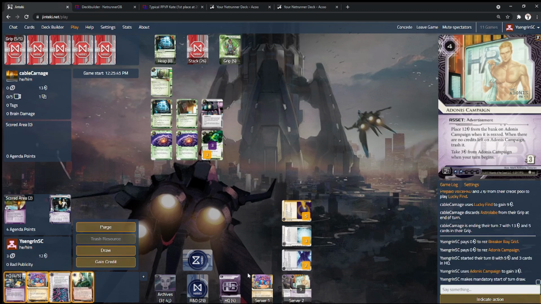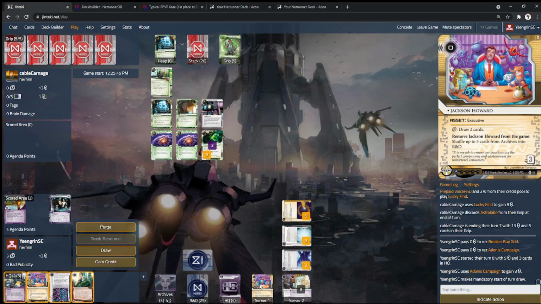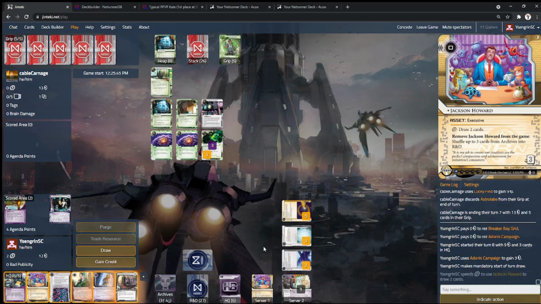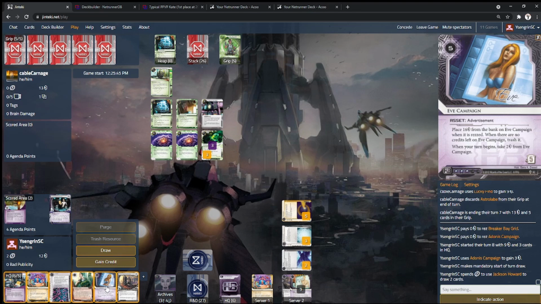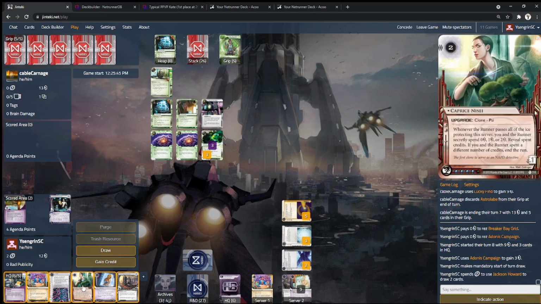That's good. So I'm trying to think what we do. Do we use Jackson, install Caprice, and then see what we have apart from that? Ah, that's very interesting. Awkward. I'm kind of still of the install Caprice and either install the Eve Y or take a credit, and I'm not sure which of those is better. I think credit is better just in case he does choose to run HQ.